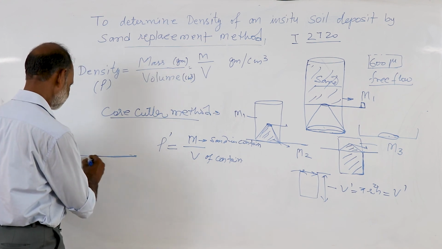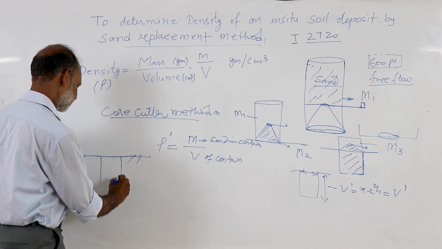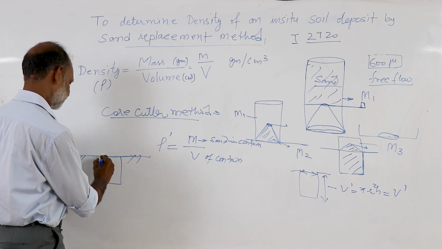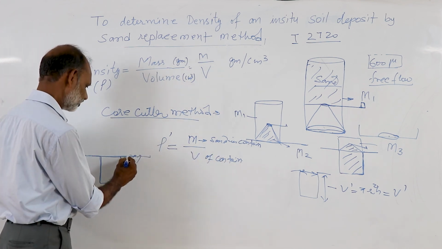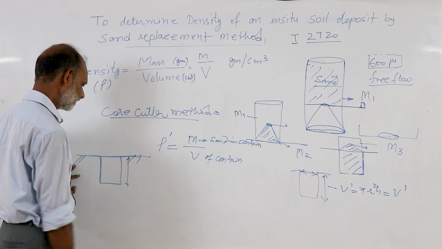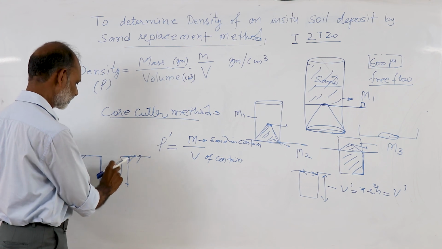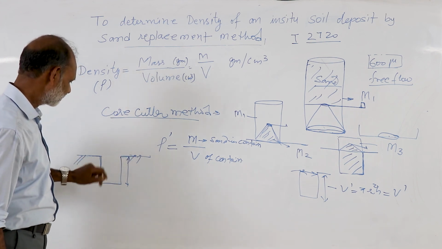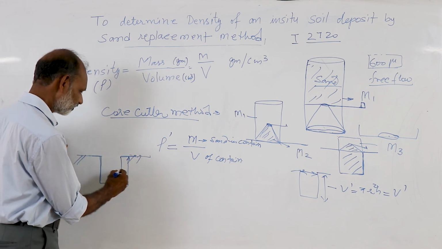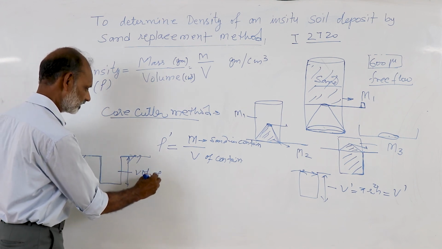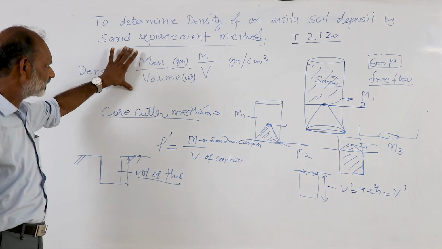This is the ground. We make a hole of about the same diameter and same depth as the calibrating container. Before making this hole, the ground is leveled and cleaned. Now we have to determine the volume of this hole. For this, this apparatus is particularly used.